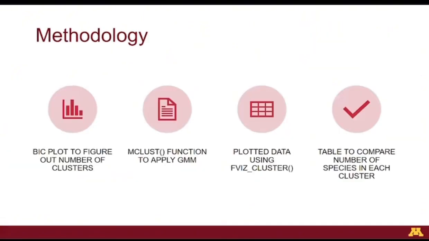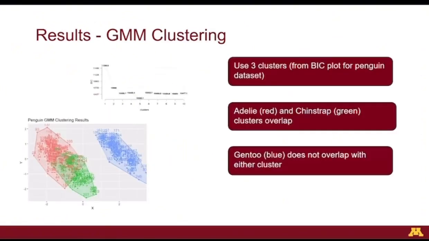And then here's the methodology. So first we used a BIC plot to determine the optimal number of clusters. Then we employed the Mclust function for parameter estimation and data assignment. And then we used the fviz_cluster function for visualization, so for plotting the points. And then we created a comparison table to evaluate cluster alignment with the actual species itself. And then here we're going to look into the results of GMM clustering. So it was found from the BIC plot and above that 3 clusters were optimal.